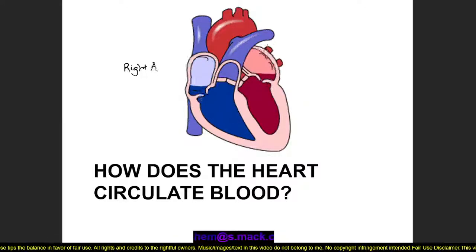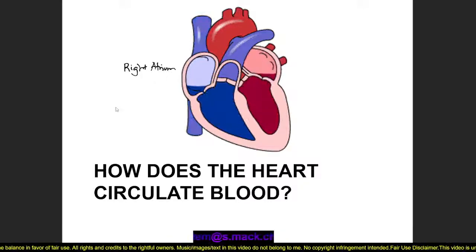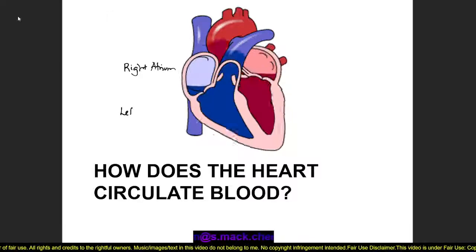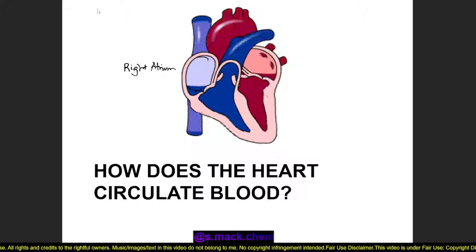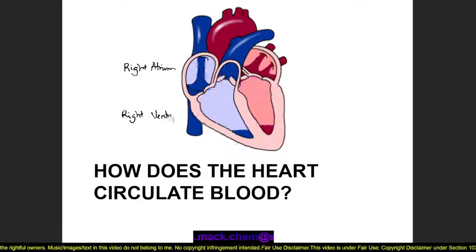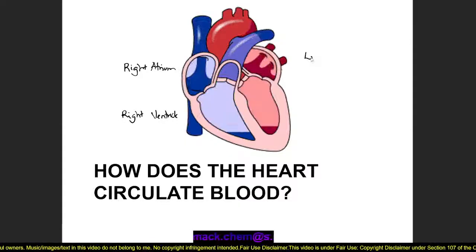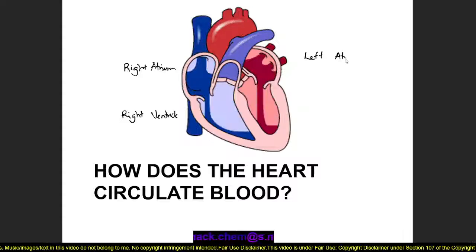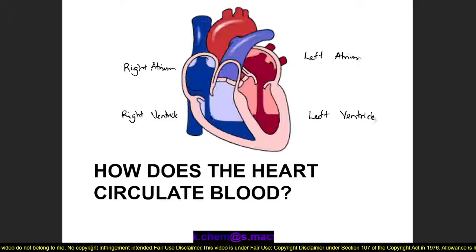So here we have the right atrium, right ventricle. Right, so right atrium is above the right ventricle. And the left atrium is above the left ventricle. The question is, how does the heart circulate blood?